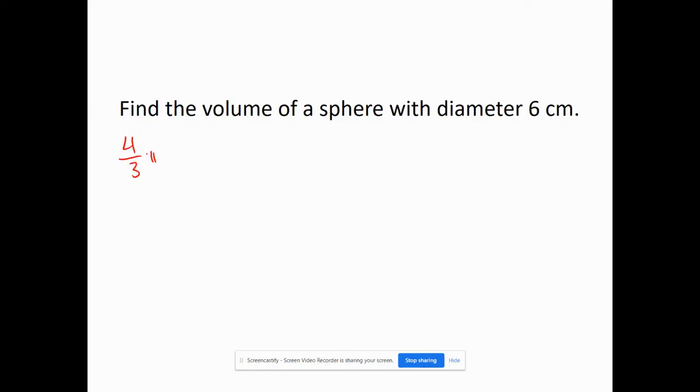4/3 pi r cubed. So make sure you read this as diameter, and this is radius. This is a big mistake. If we just plug in 6 in there, we're going to have to divide this by 2 first, and we get 3. So 4/3 times pi times 3 cubed. Let's go ahead and do the exponent first.